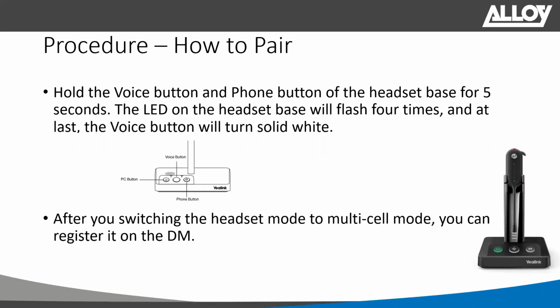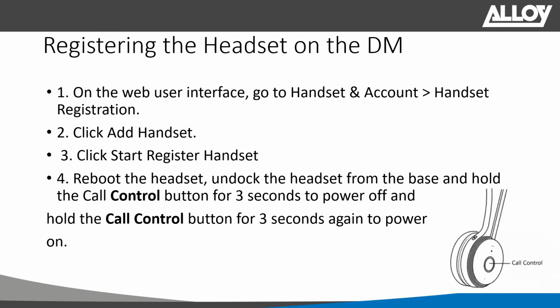After that's done on the base of the headset, the next step is to go into the Yealink device manager. First you log into the Yealink device manager's IP address. It's the same IP you would have used originally to do the registration mode. Then go to handset and account registrations, add handset, select register handset.